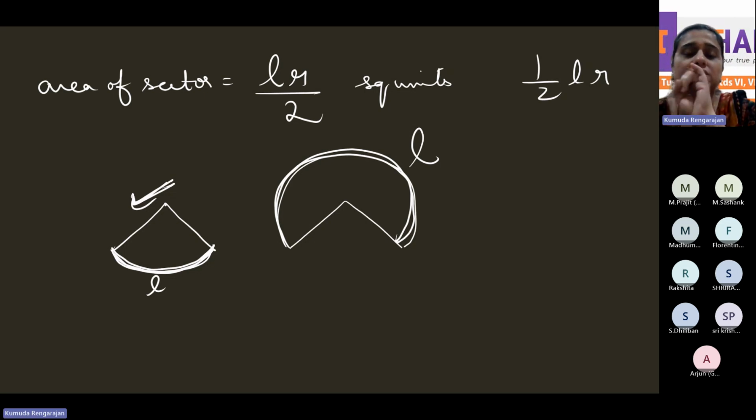They'll give you the length of the arc, the length of the minor arc. L is the same letter for the length of the minor arc and the length of the major arc, both normally represented by small letter L. Don't get confused as to whether L is the length of the minor arc or the major arc. It will be given very clearly.